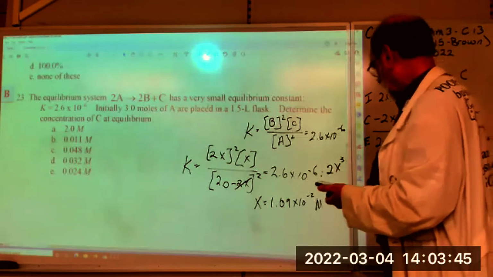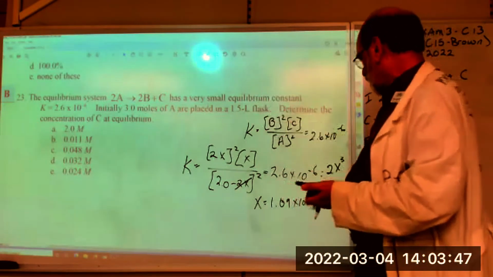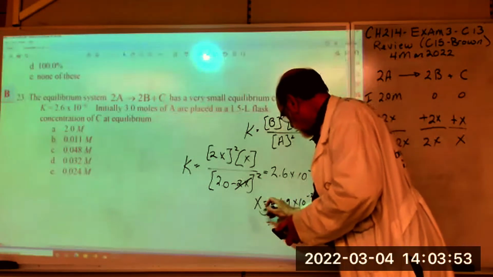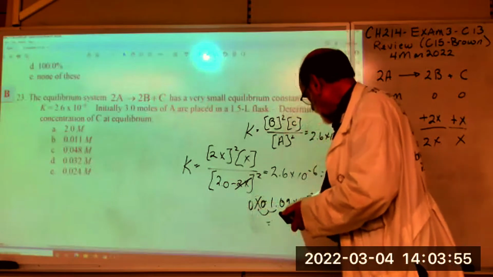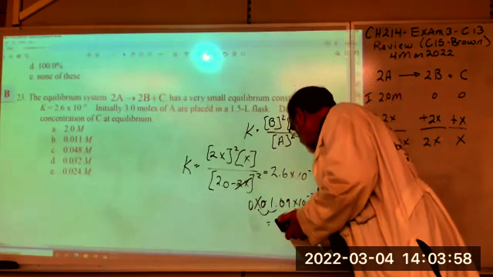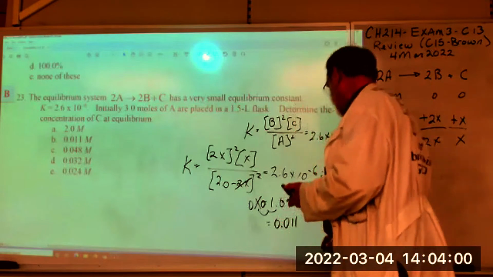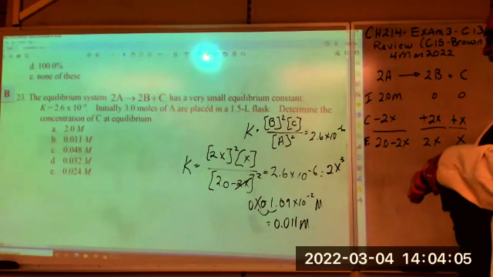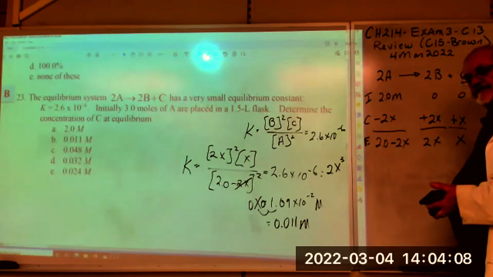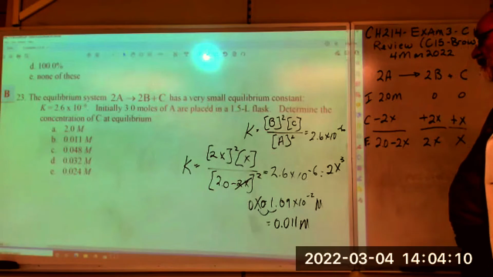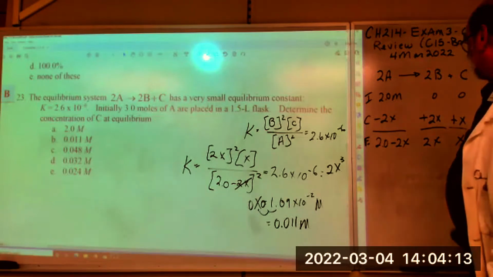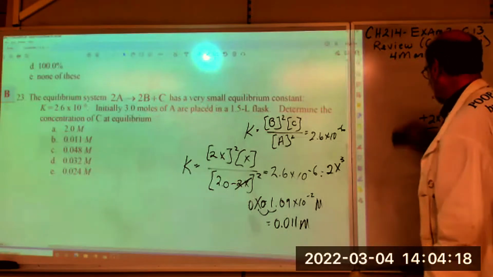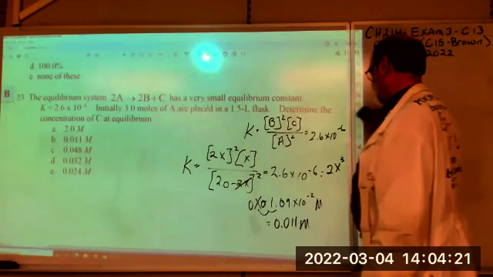0.01. We'll round it off. Let's see, those are in standard notation, so we've got to convert this to standard notation. So move the decimal place 2 to the left and round it off to 2 places. 0.011 molar. B. There you go. That was a lot of steps. Exactly right. It still goes back to the balanced equation, K-value expression, and the ICE table.